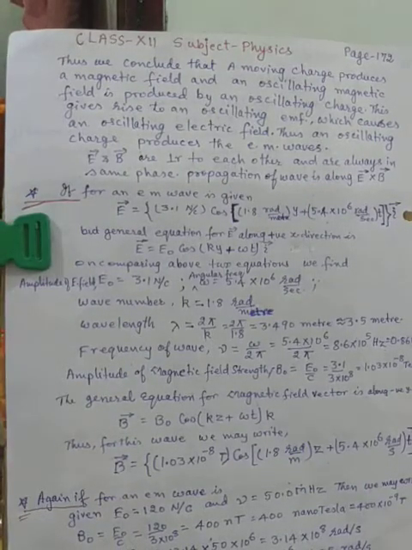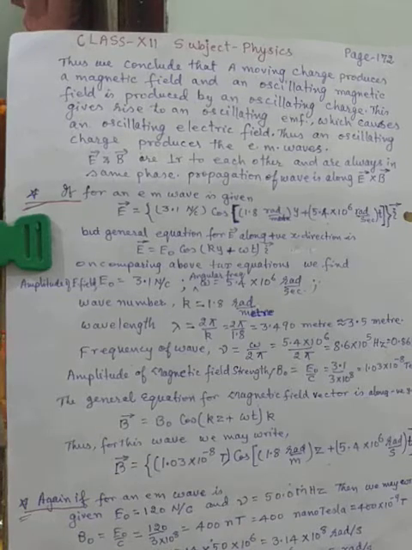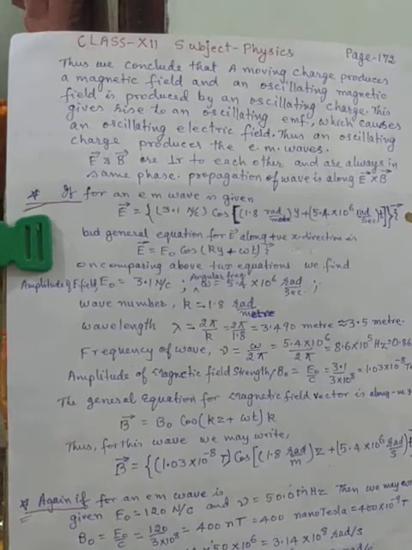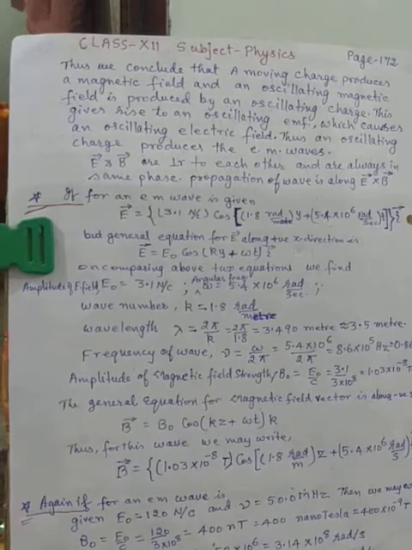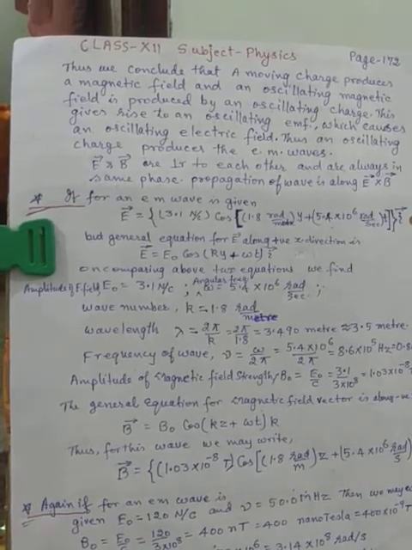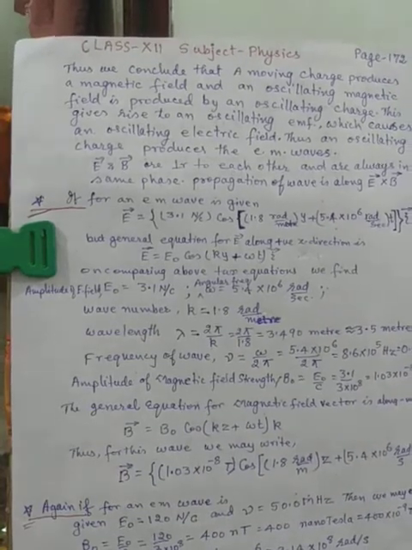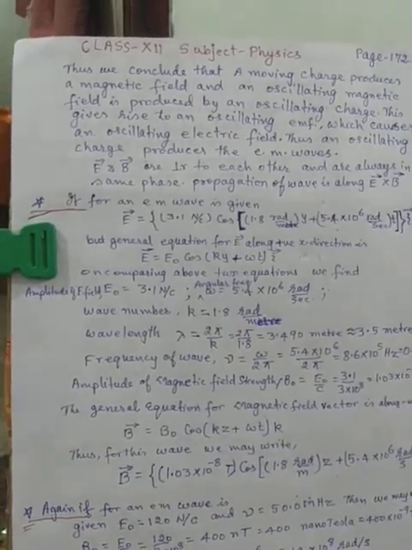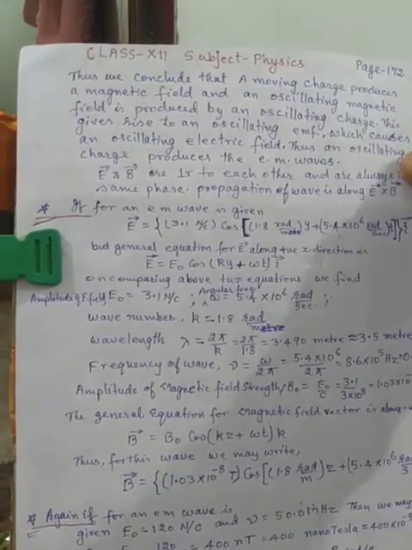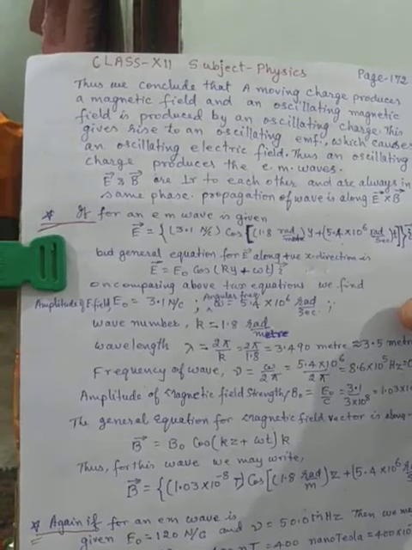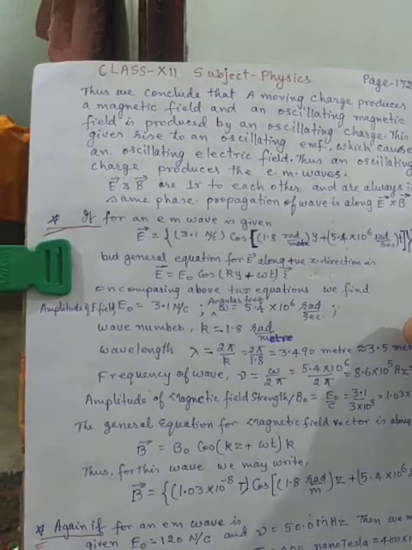Now, we may finally conclude that a moving charge produces a magnetic field, and an oscillating magnetic field is produced by an oscillating charge. This gives rise to an oscillating electromotive force, which causes an oscillating electric field. Thus, an oscillating charge produces electromagnetic waves, and the directions of E and B are perpendicular to each other and always in the same phase. Propagation of the electromagnetic wave is always along E cross B.